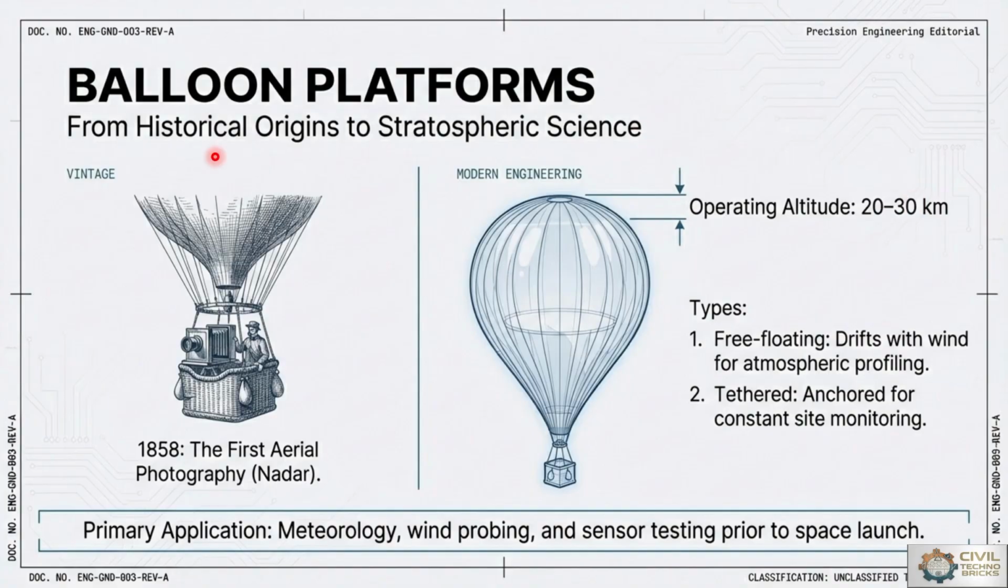See the balloon platform, from the historical origins to the stratospheric science we are using in vintage eras. With reference to the balloon, in 1858 the first aerial photography by Nadar was taken, and then from a modern engineering point of view we see the operating altitude for that balloon is like 20 to 30 kilometers. There are two types of balloons, free floating balloons and tethered balloons. With reference to that we collect the data and we use it.